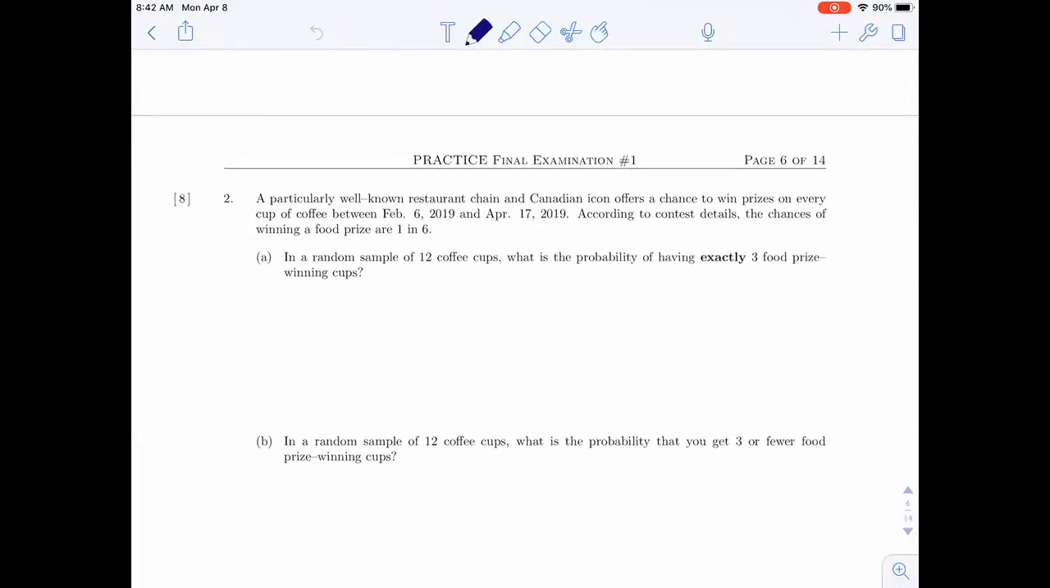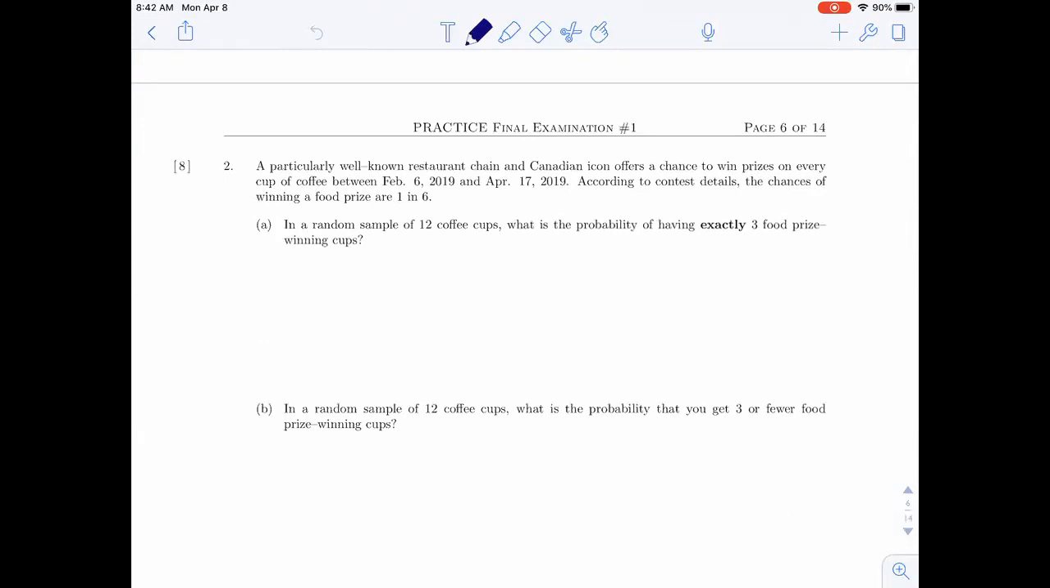So, question 2 is where I kind of switcherooed the order. Well, not for you guys. It's going to be the binomial. A particularly well-known restaurant chain and Canadian icon offers a chance to win prizes on every cup of coffee between February 6, 2019 and April 17th, 2019. I'm curious if those are the actual dates. We'll see, I guess. Or I guess we could find out.